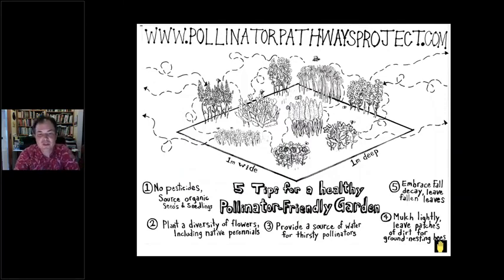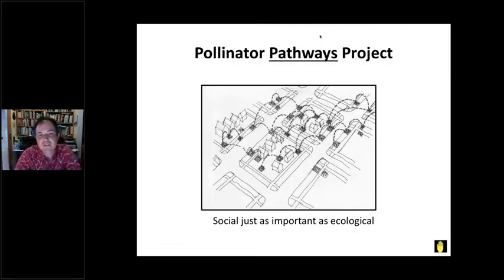And here are some of the key tips that you could follow. No pesticides, have a diversity of flowers. Don't forget about water. Mulch lightly, or especially in a southern exposure, leave the soil bare. And then embrace the decay in the fall, because there are some cavity nesters that need that.